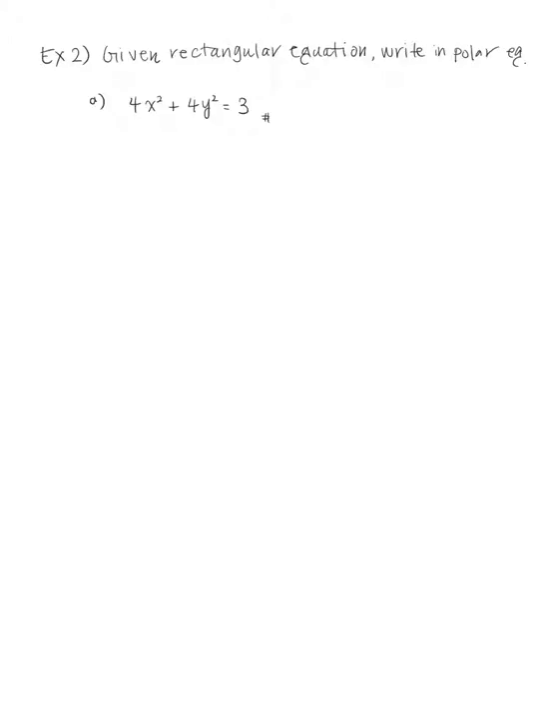Okay, let's do something else. So example 2, given a rectangular equation, write in terms of a polar equation. So we got 4x squared plus 4y squared equals 3. So let me just write down all the formulas that you need to know. X is r cosine of theta. Y is r sine of theta. X squared plus y squared equals r squared. And then tan of theta equals y over x.